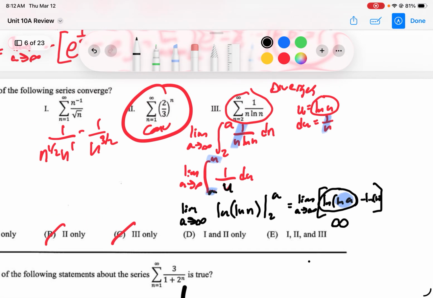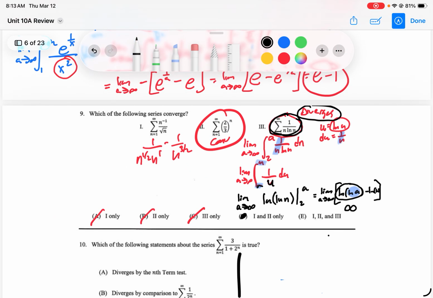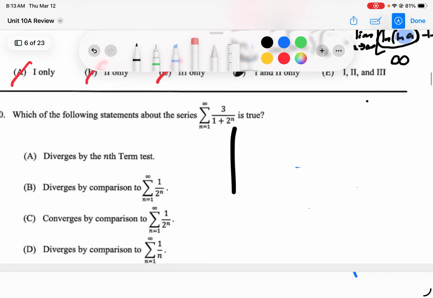It doesn't add up to something. It keeps getting bigger and bigger and bigger, which means the series acts the same way. It will also diverge, and it diverges by the integral test. So the answer would just be D. Only those first two converge. All right, looking at this next one.